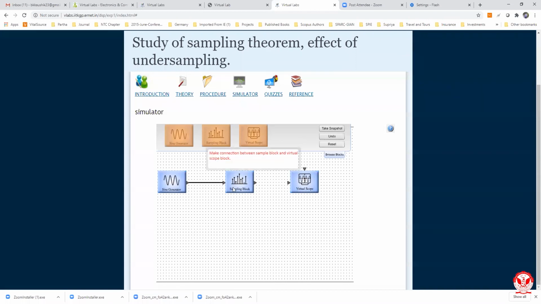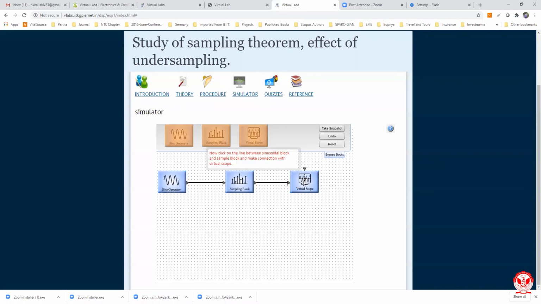Next we have to connect the sampling block and the virtual scope. Again, we will place our cursor here. It becomes red. So we select here by clicking at this point and move along the line. As the area becomes red, that means now we have to connect it. We connect this. Now the sampling block and the virtual scope are both connected.